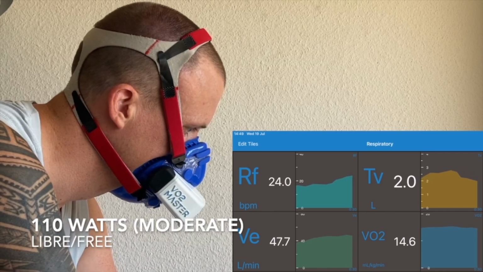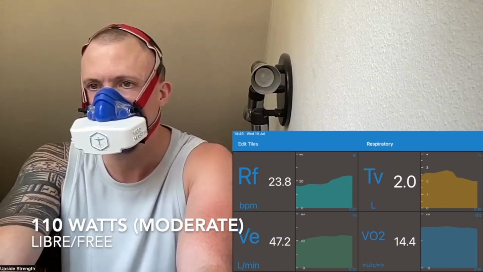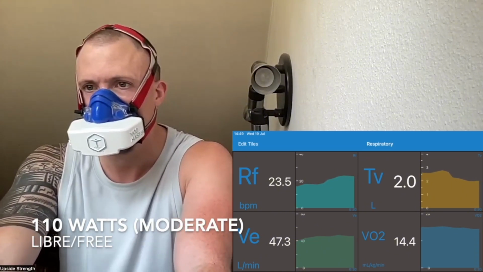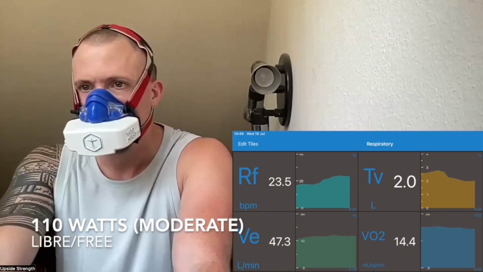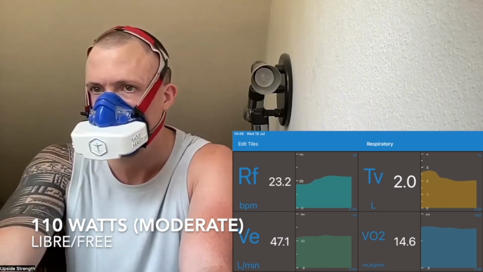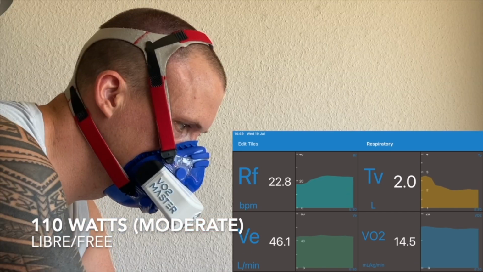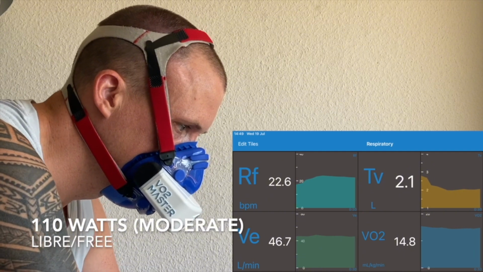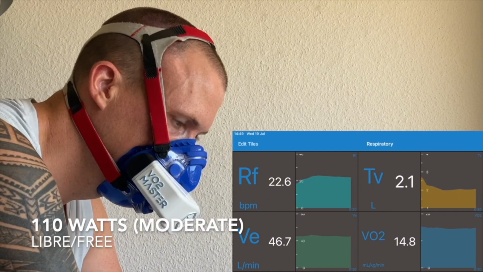I'm not trying to slow down or increase the rate of breathing. I am just letting my body do what it wants to do. And I'm just, like I said, pushing 110 watts. My first threshold at this point is around 130, 140. So I'm leaving a little bit of margin.